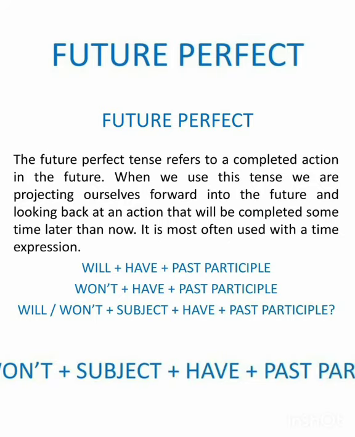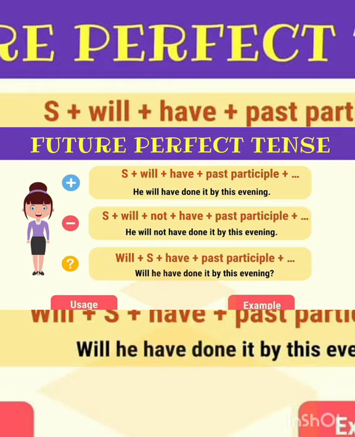See, this future perfect tense is used for a future completed action, or it refers to a completed action in the future. And the formula of future perfect tense is subject comes first, then comes will, and then we should use have, and then comes the past participle of the main verb. For example, he will have done it by this evening. He is a subject, will is modal auxiliary, have is again a helping verb, done is V3 form.